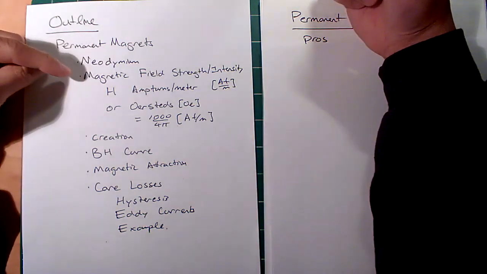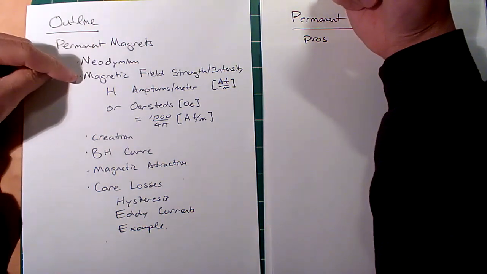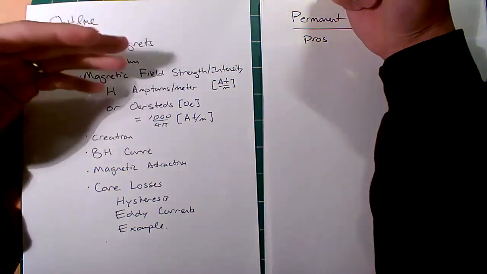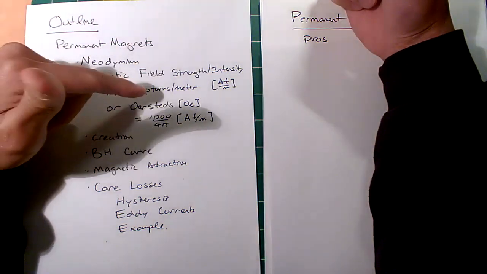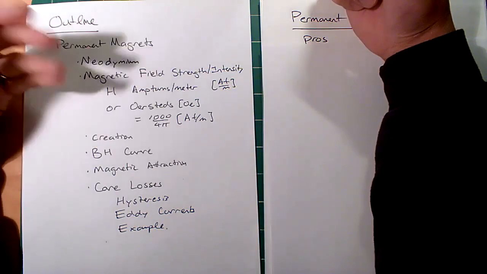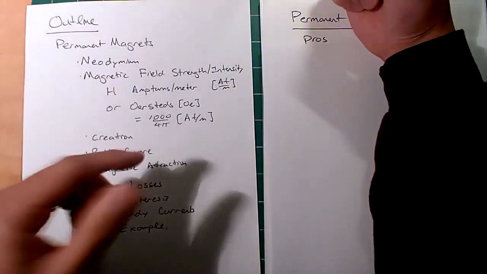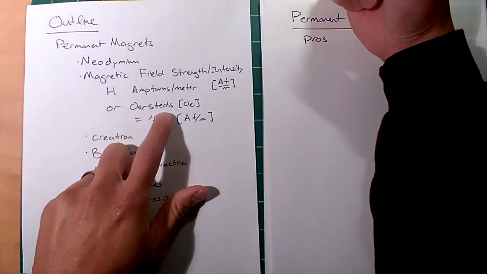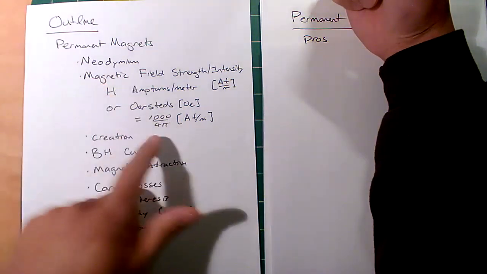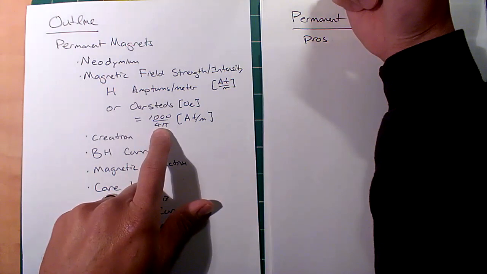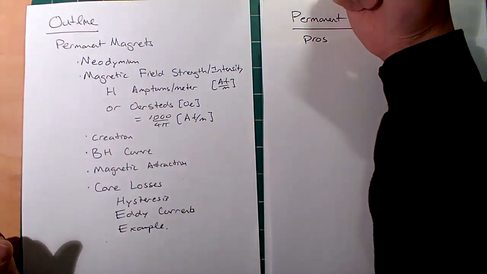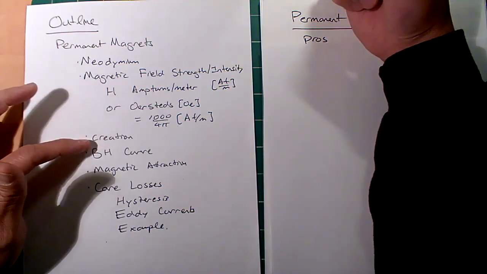We'll talk about magnetic field strength or intensity. The physical quantity is the magnetic field strength, and the unit is an amp turn per meter. Another common unit, well, maybe not so common, it depends on how you see it, is the Oersted, and it's the same thing, except 1,000 over 4 pi amp turns per meter is the same as an Oersted. We'll look at how you create a magnet.